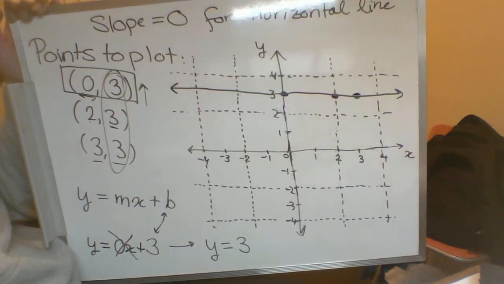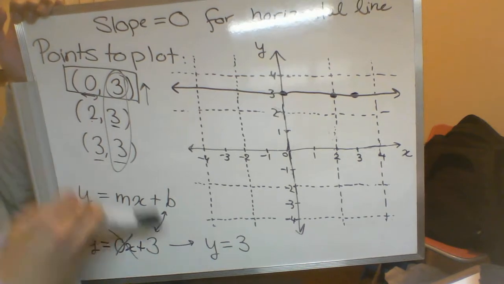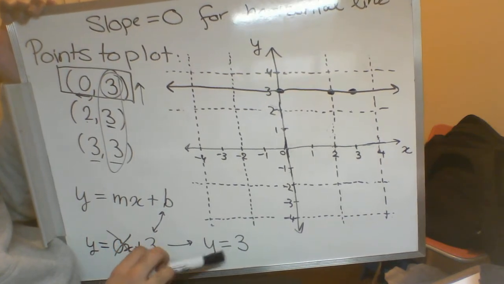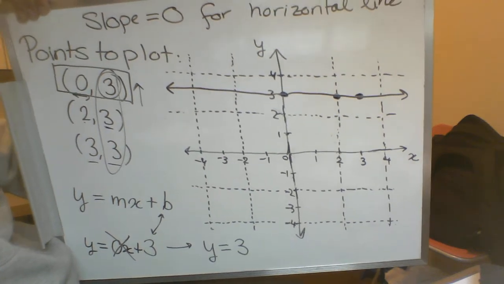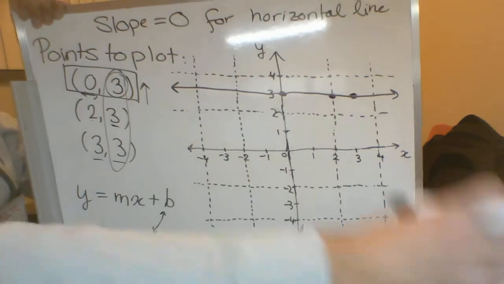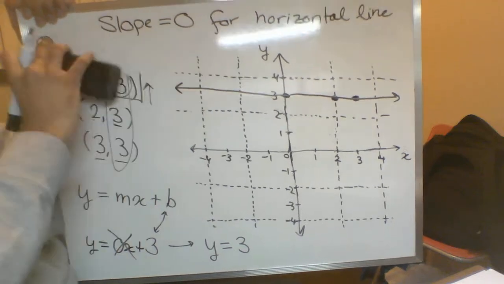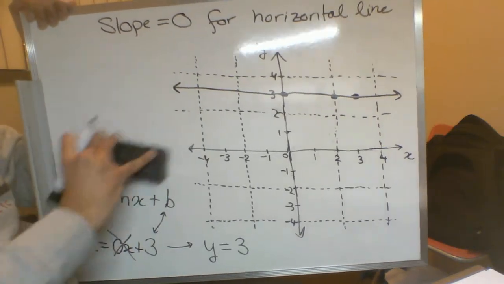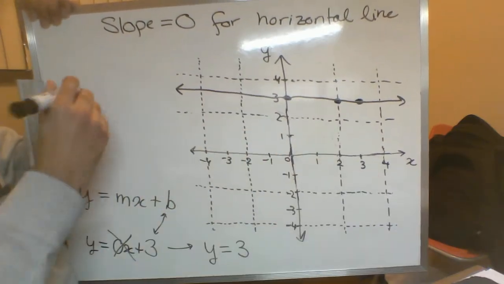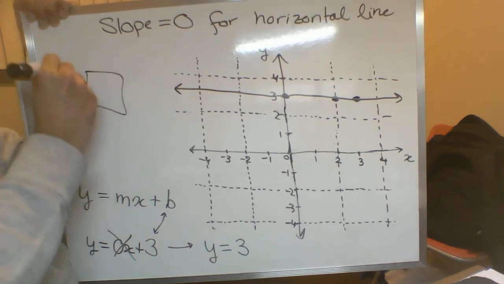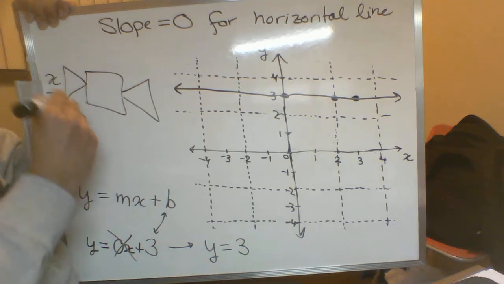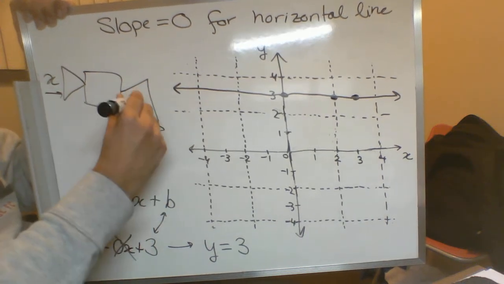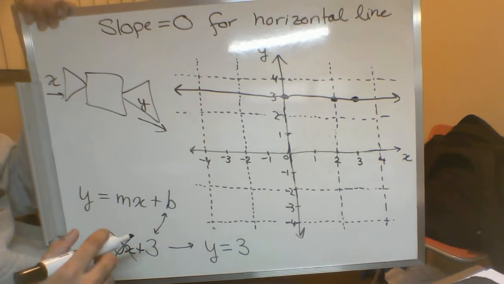Now, why does this make sense? If you think about it, this equation doesn't have any x's in it, right? So basically, when we were drawing out that little function machine from before, you put in an x value on the left side, and it's going to spit out a y value on the right side.